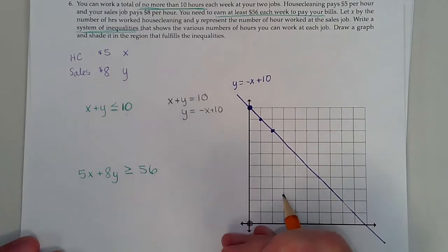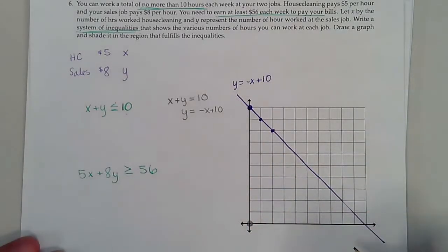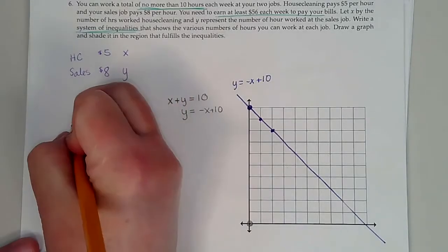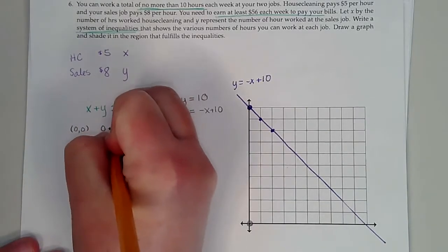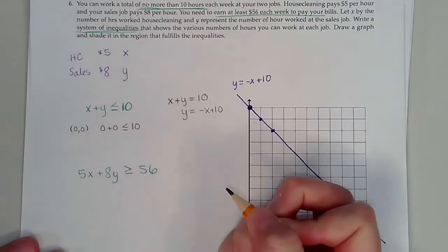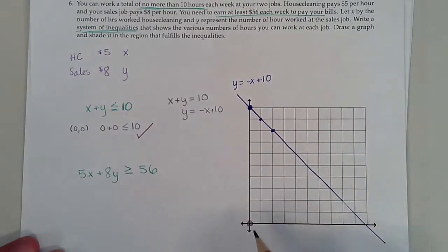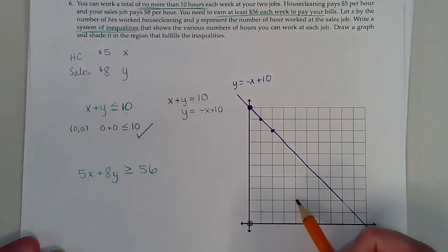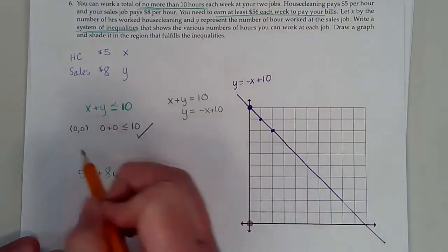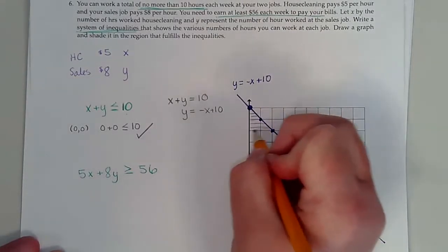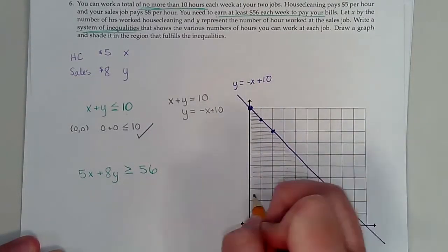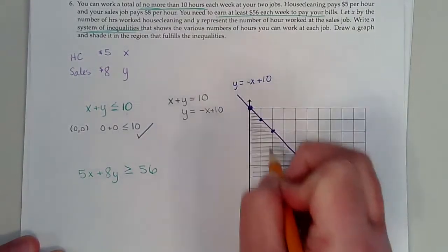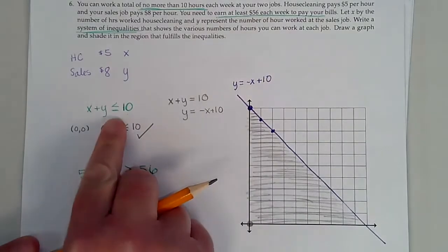So if we plug this in and this is true, we'll shade this side. If we plug this point in and this doesn't hold true, then we'll shade the other side. So 0, 0. I plug that in, I get 0 plus 0. And is that in fact less than 10? And it is. So we know that any point that we plug in on this side, if I plugged in 1, 1, if I plugged in 4, 2, any of those points are going to keep this true. So we're going to shade this side here. Okay, so these are all the values that make this statement true.